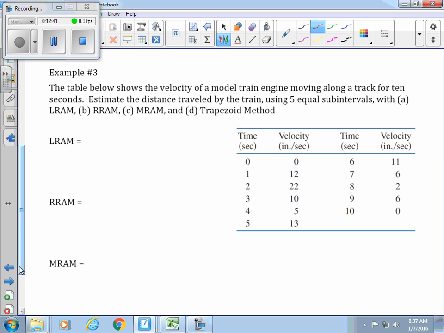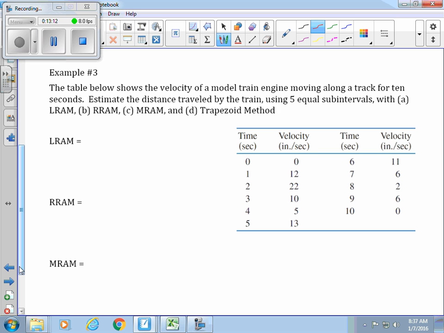Uh-oh. No picture on this one. No function on this one. This could be on a calculator part of a test. They've still tied your hands to where a calculator program won't help you. So you can see how AP can be very clever on what they do. So that table shows the velocity of a model train engine moving along a track for 10 seconds. Estimate the distance traveled by the train.